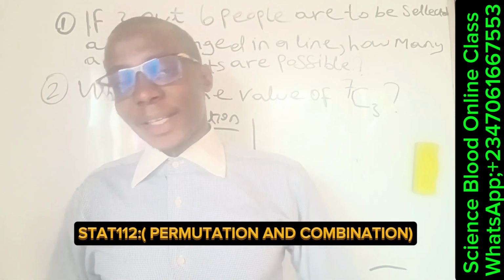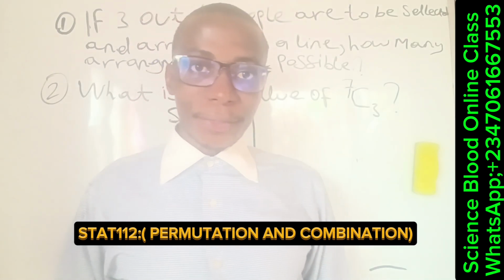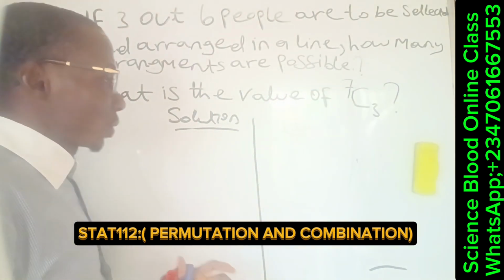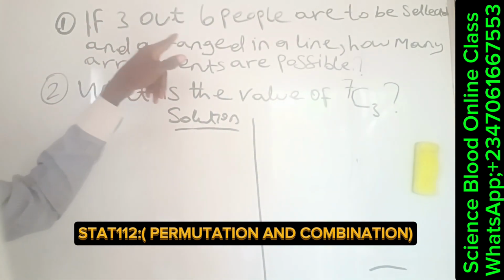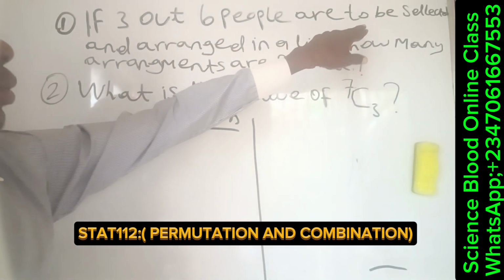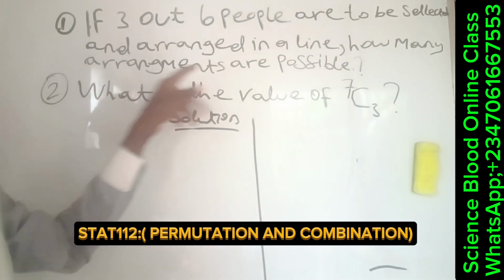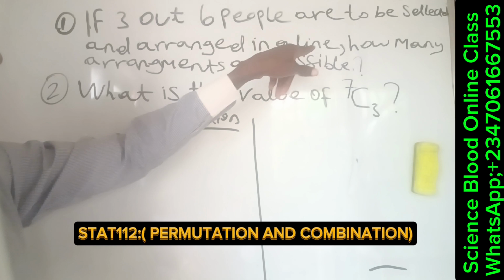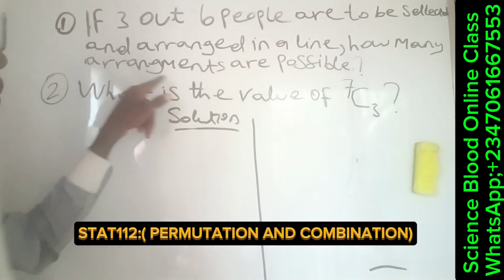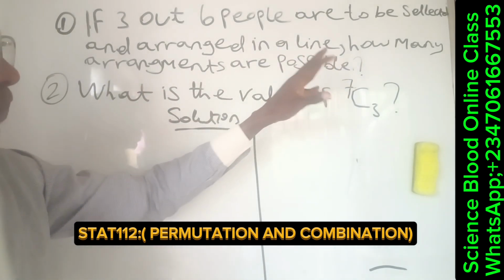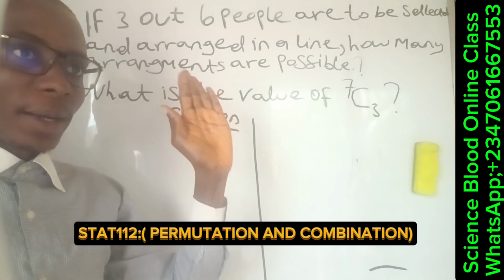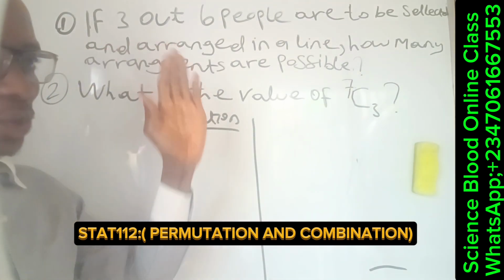Alright, okay, let's quickly attend to these questions we have on the board for today. The first question says: if 3 out of 6 people are to be selected and arranged in a line, how many arrangements are possible? How many arrangements are possible? Alright, this is the first question.